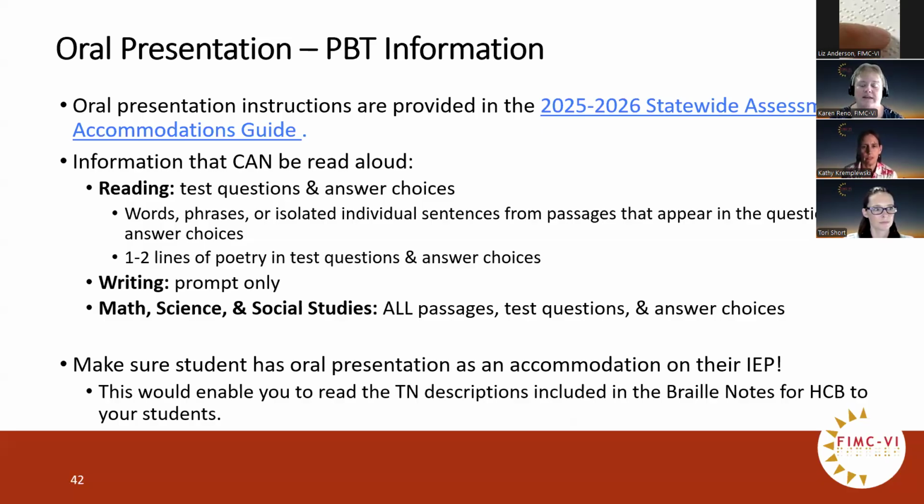choices. It is very important to make sure that the student has oral presentation as an accommodation on their IEP. This would also enable you to read the TN descriptions that are included in the Braille notes for hard copy Braille to your students. So oral presentation can be an option the student requests as long as it's listed as an accommodation on their IEP. You can state it in such a way that the teacher or the student determines which accommodations to use in which situations.